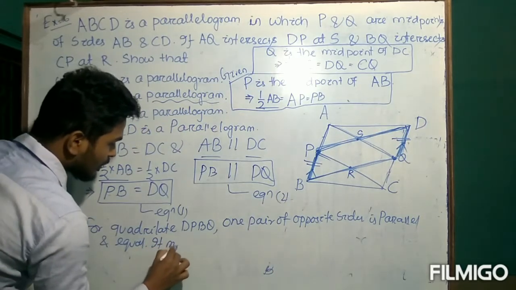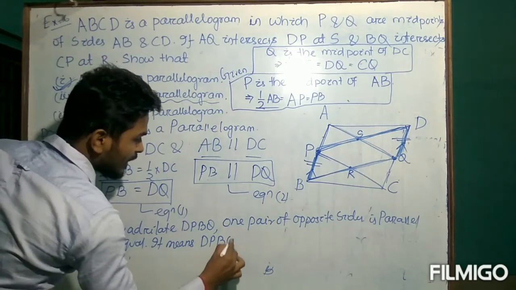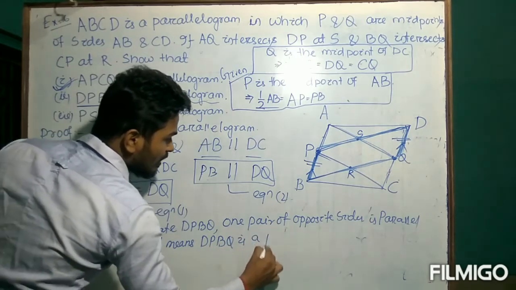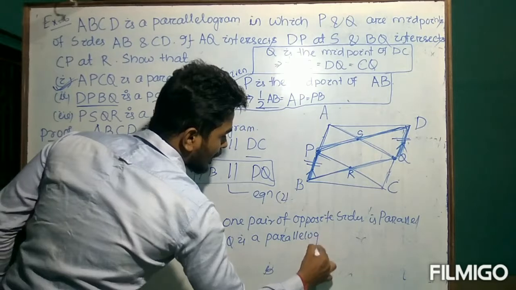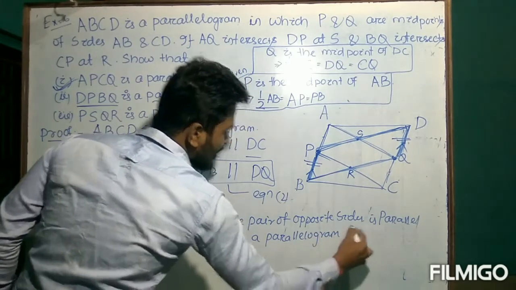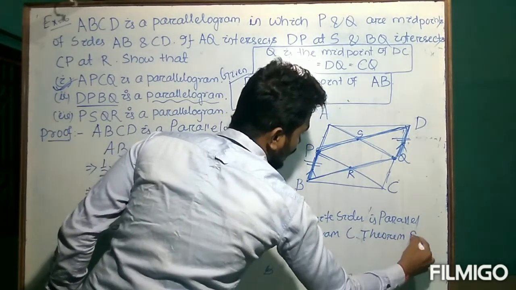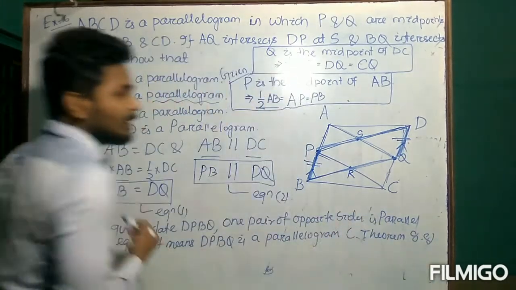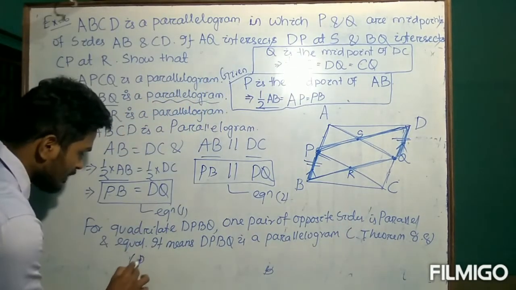It means DPBQ is a parallelogram. This is due to theorem 8.8. Okay, now you can prove it. So this is our proof for the second statement.